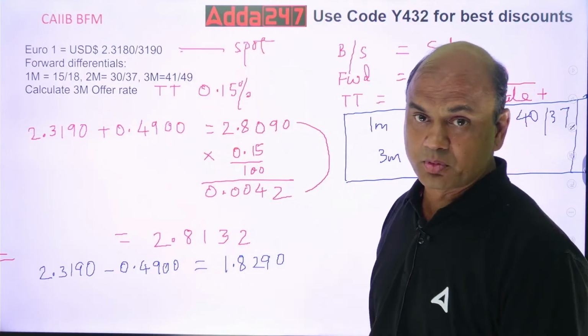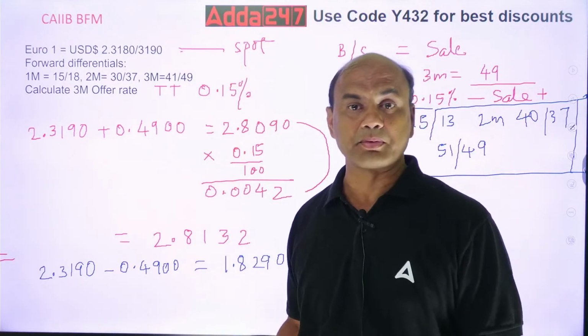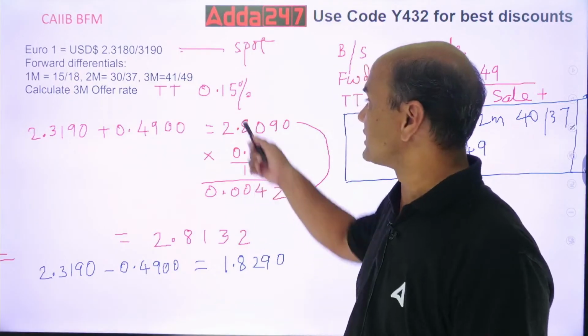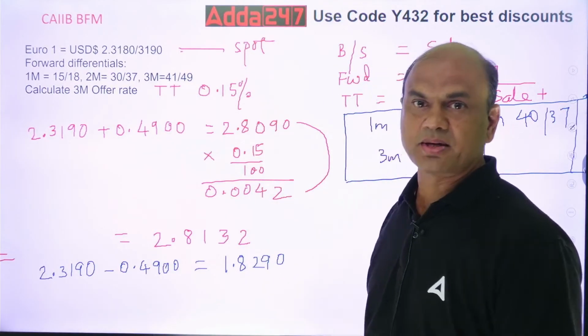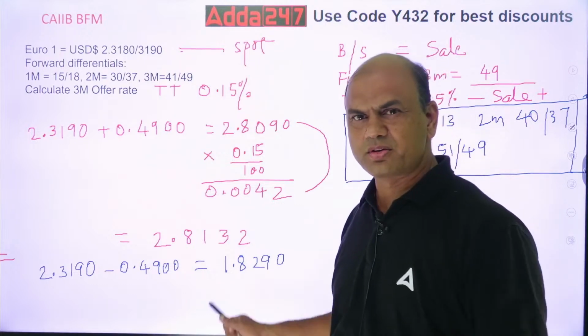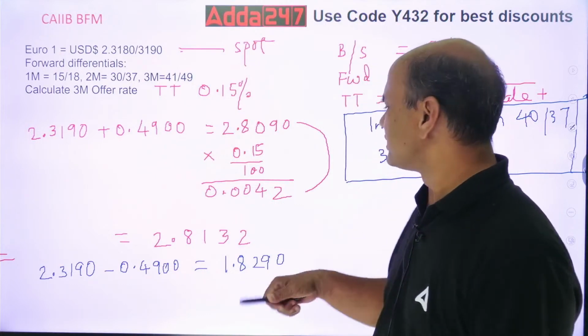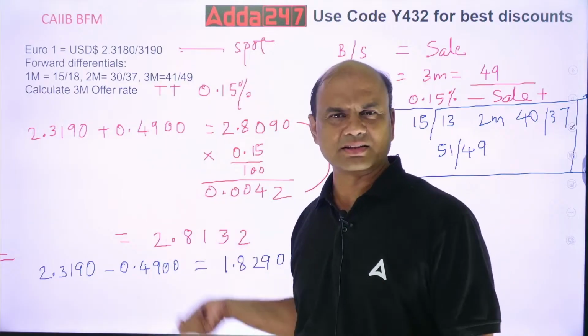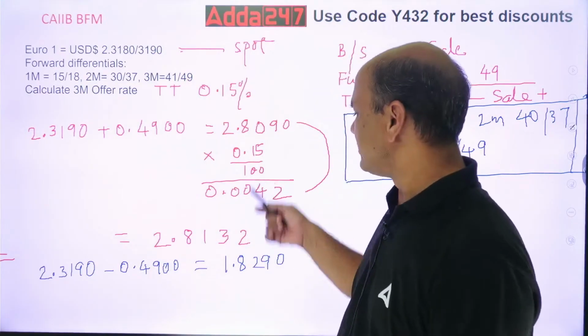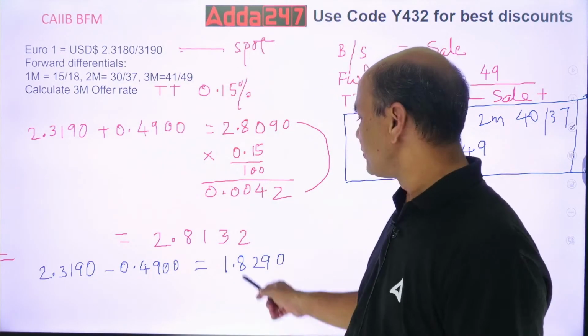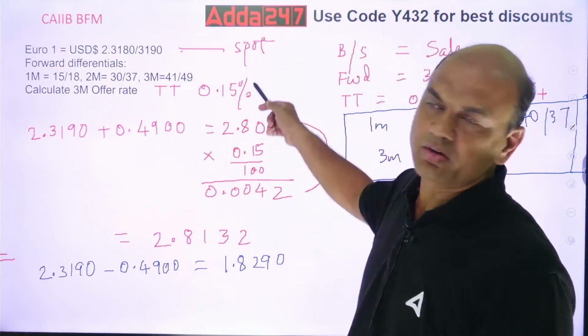But is the problem over here? No, the problem is still there, because I have given TT margin. So will you add or subtract this TT margin now? Add only, because it's a sale transaction. Sale means add only. So 1.8290 into 0.15 upon 100.